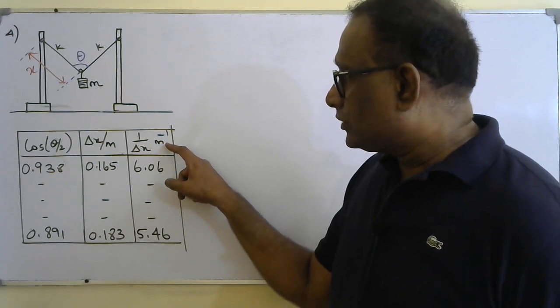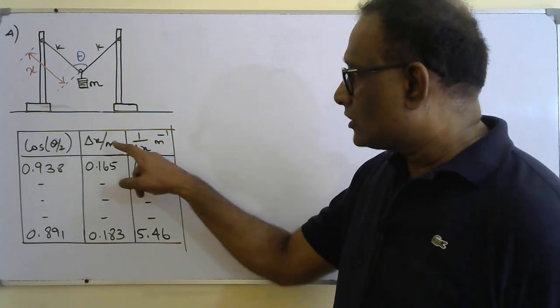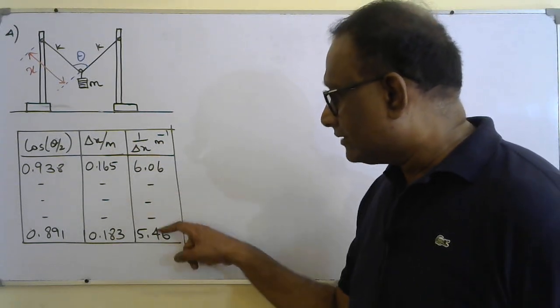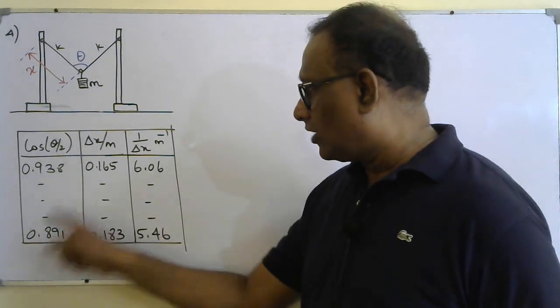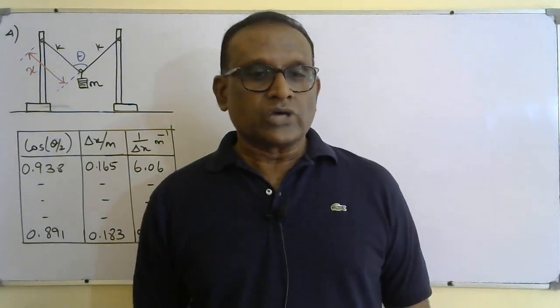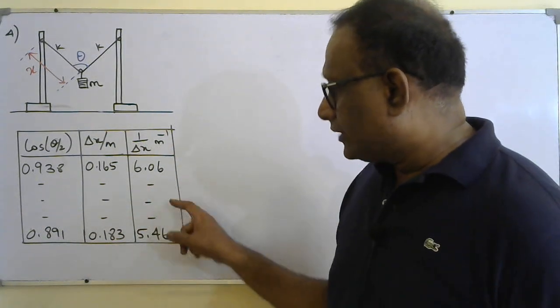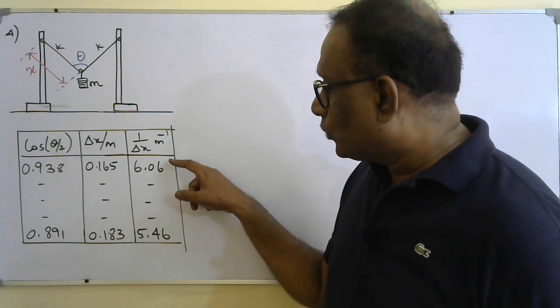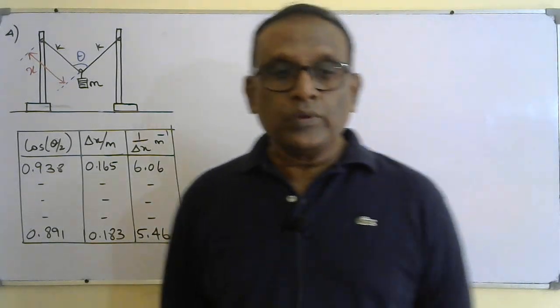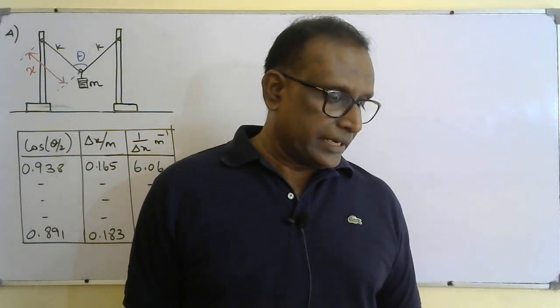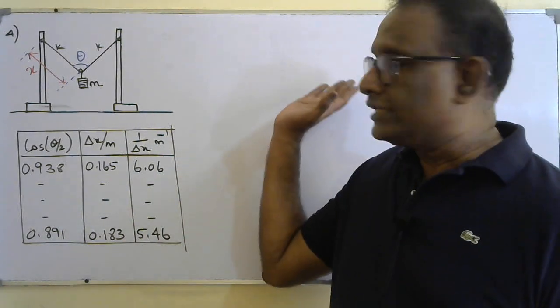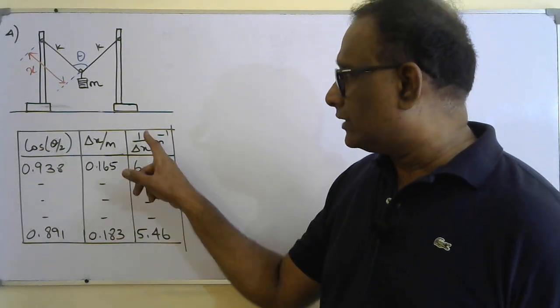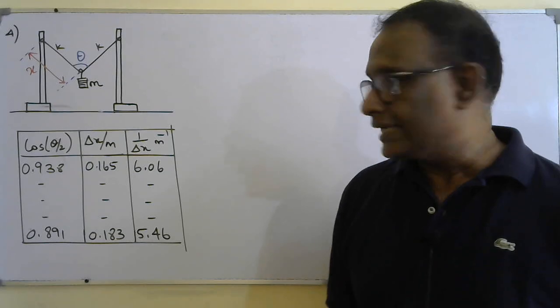Careful, don't forget to put the proper unit, per meter, because delta x is in meters. Give it in 3 significant figures because they are all given in 3 significant figures. I didn't write the other readings, we don't need them. I'm just using the lowest and the highest value. Right. We need to plot a graph of cos theta by 2 against 1 over delta x. I showed already it's a straight line.